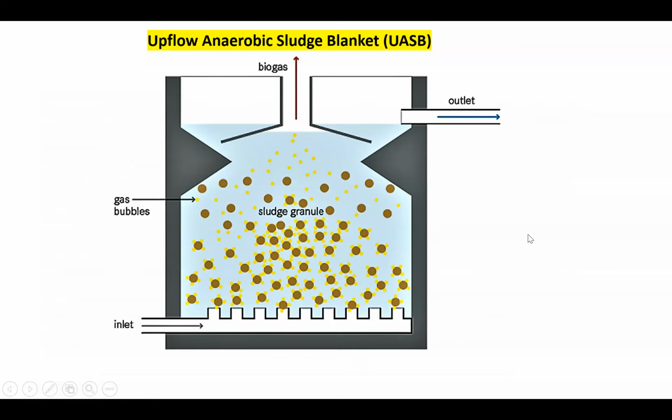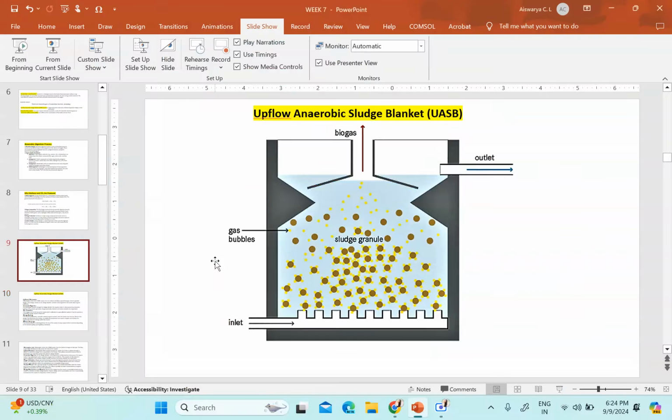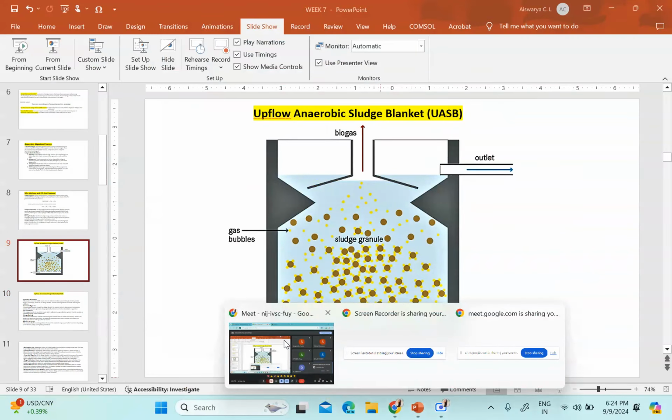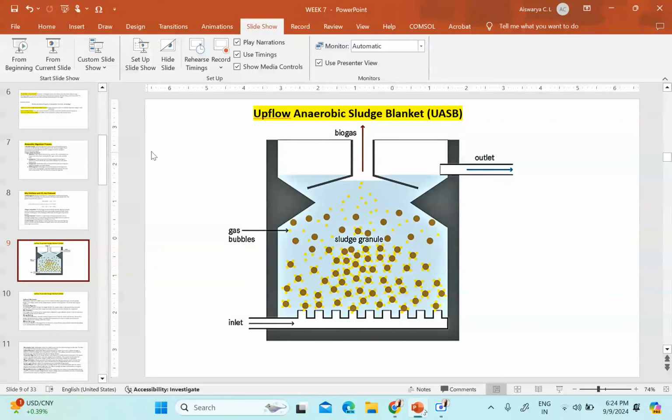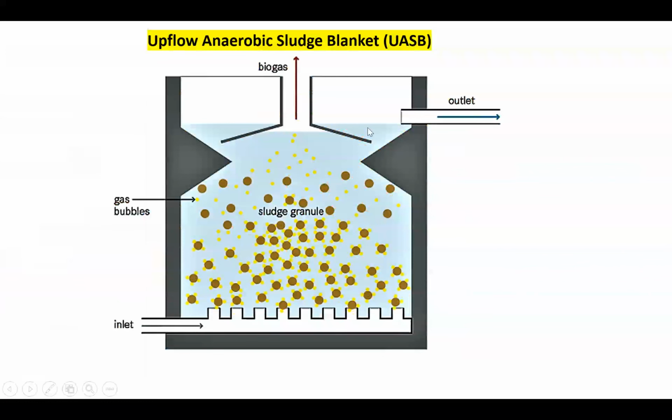Here I haven't shown the recycling. We can also connect a recycling tank. You can see this outlet, and we can again supply it back through the inlet for recycling, to maximize the usage of the granules and the wastewater. You have heard about zero liquid discharge. If you want to attain zero liquid discharge, then you have to think about the recycling also.